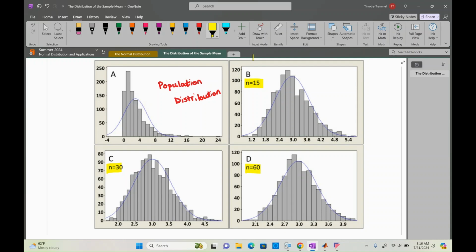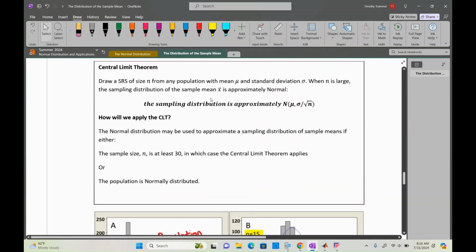But you can see once you get to n equals 30, it looks more normal than at n equals 15. And at n equals 60, it might look more normal than at n equals 30. And there's a reason for this. As n increases in size, the sampling distributions will become more and more normal. This is called the central limit theorem, actually, which is kind of up here.